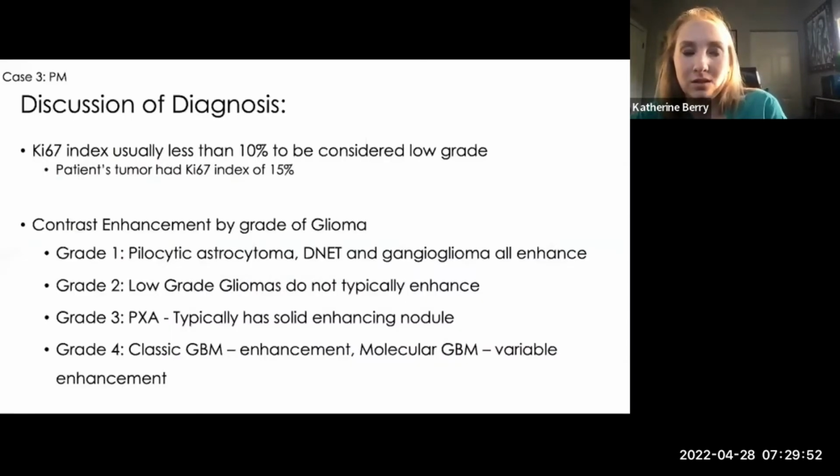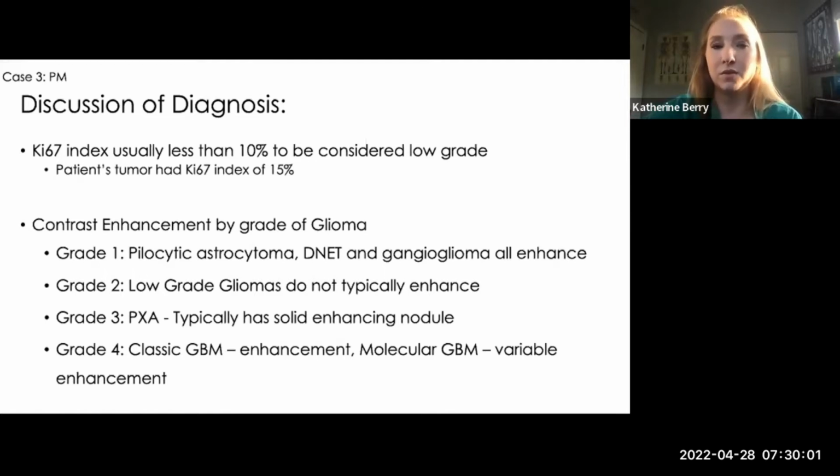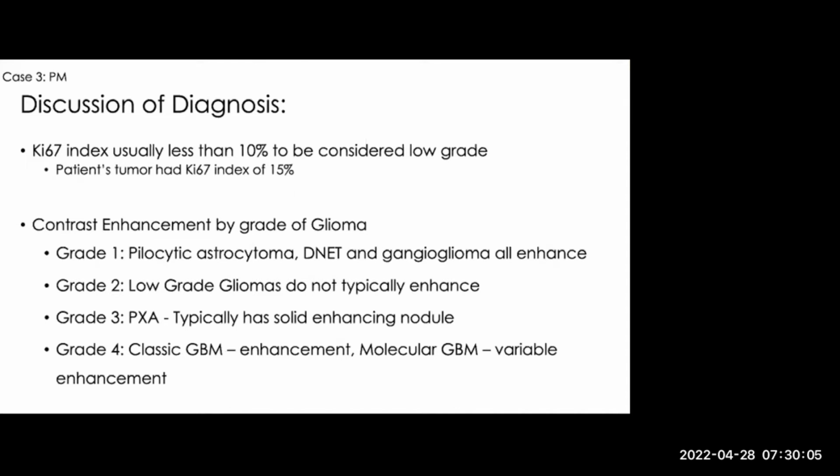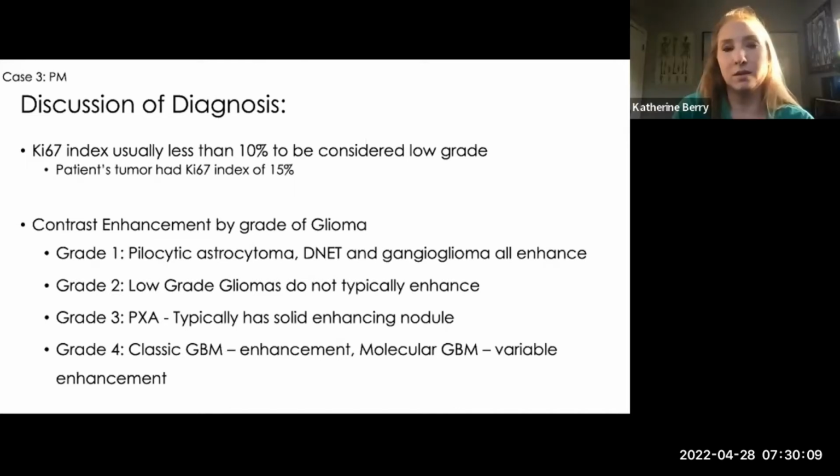Awesome. So like he's alluding to, this is a little bit atypical in terms of how it's grading. There are areas where the Ki67 index is up to 15%, other areas where it's 2%, and usually we say less than 10% to be considered low grade, though that's obviously not at all a defining clinical marker, it's just an unusual feature. And then this did enhance.